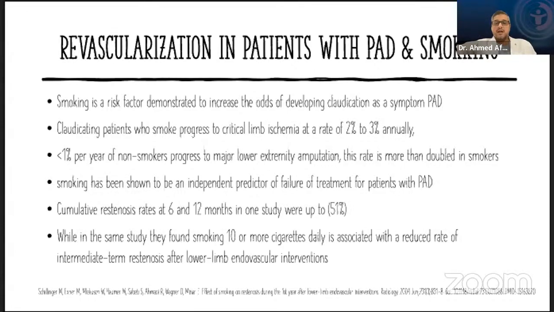Also, smoking has been shown to be an independent predictor of treatment failure in patients with peripheral arterial disease, and the cumulative restenosis rate at 6 and 12 months in one study was up to 51%. So I advise everyone who has a smoking patient to have very aggressive follow-up with them.